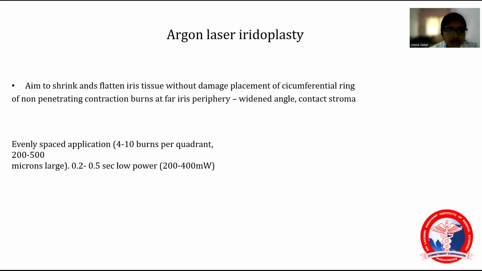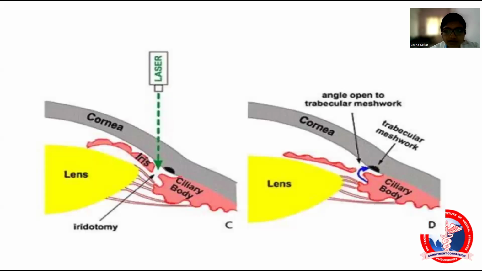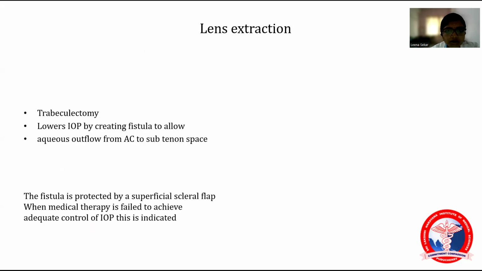Next comes the argon laser iridoplasty, which aims to shrink and flatten the iris tissue, with placement of a circumferential ring of non-penetrating contraction burns at the far iris periphery. Evenly spaced application of burns should be given, 0.2 to 0.5 seconds with low power. One more thing is lens extraction can also be done to reduce the IOP.